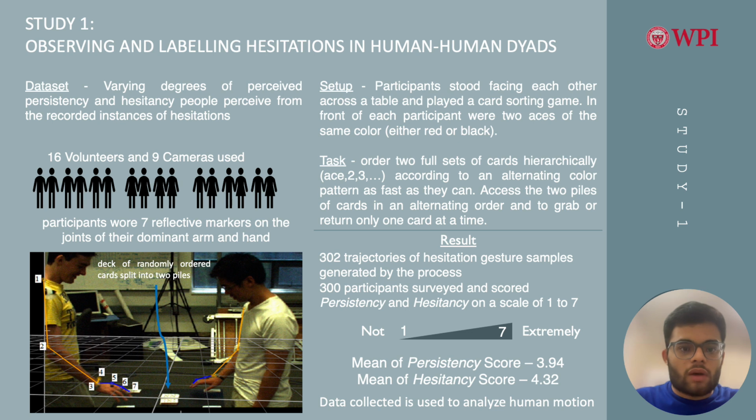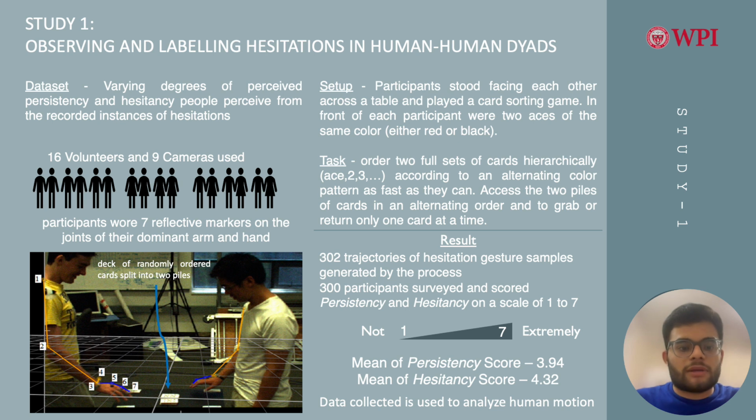Now, the setup was such that the two participants faced each other at a table and the deck of cards was in front of them, and near each of the participants were 2 aces of the same color, either red or black. The task was to order the 2 full sets of cards hierarchically in such a manner that they alternate in color, as fast as they can. Accessing the 2 piles of cards in an alternating order meant grabbing and returning only one at a time. As a result, more than 300 trajectories of hesitation and gesture samples were generated.